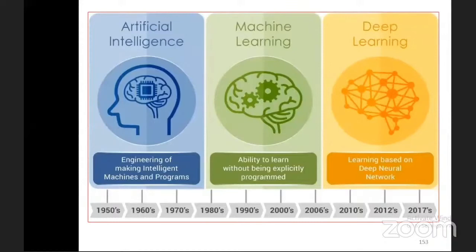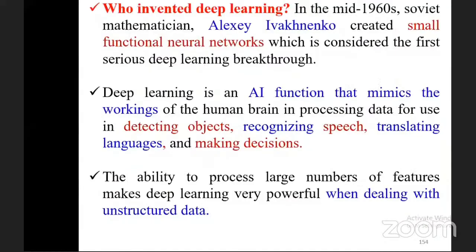Deep learning came in the 1990s, and up to 2006 it was still leading. Deep learning, from 2010 until date, is learning from actionable data in a deep manner, learning based on deep neural networks. Who invented deep learning? Alexey Ivakhnenko, a Russian faculty member. He created small functional neural networks, which is considered the first serious deep learning breakthrough.